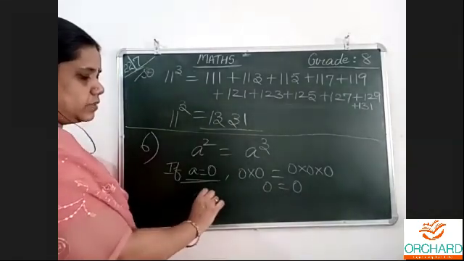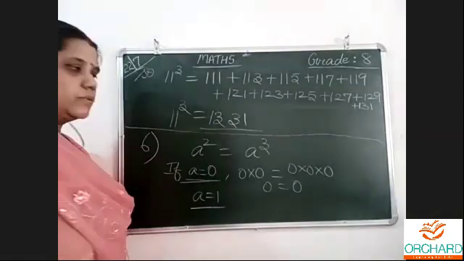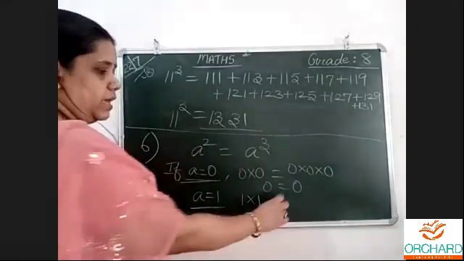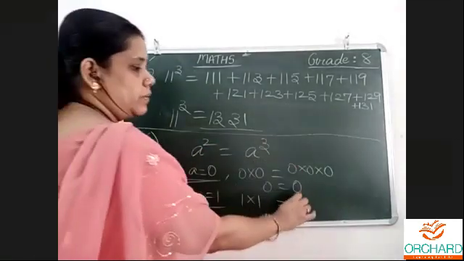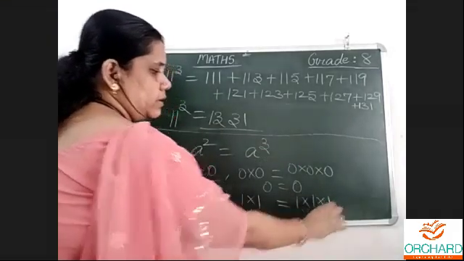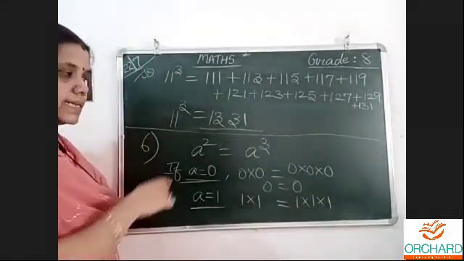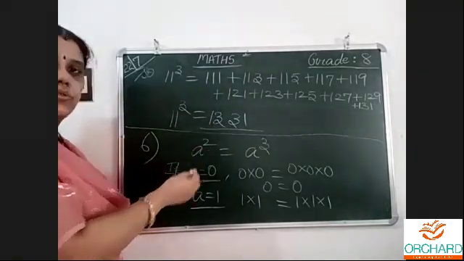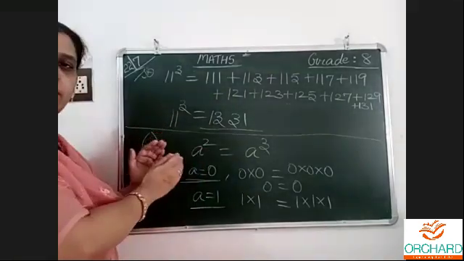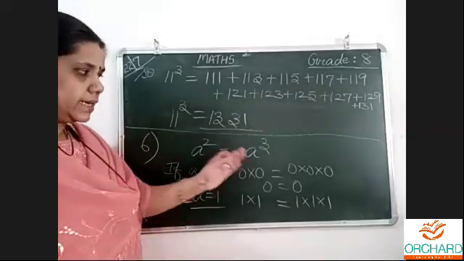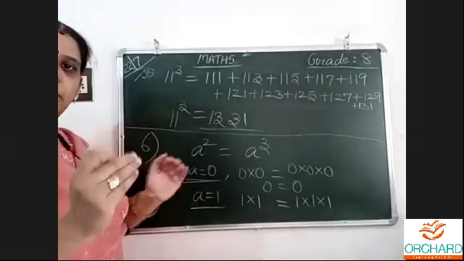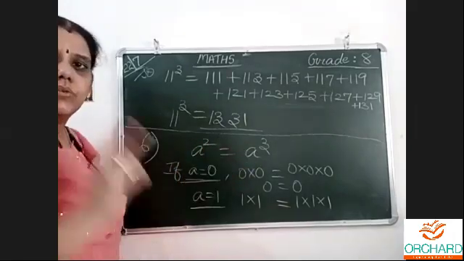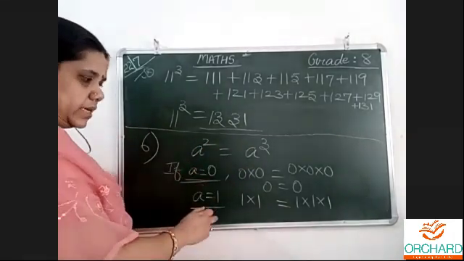When A is equal to 1, what will happen? A squared is 1 into 1. What is A cube? 1 into 1 into 1. For no other number is it like that. 3, 4, 5, 6, 7, 8, all the numbers, when we multiply 2 times, will have a smaller quantity. When we multiply 3 times, we will get a bigger quantity. So always the cube will be greater, but only for 0 and 1 they are equal.